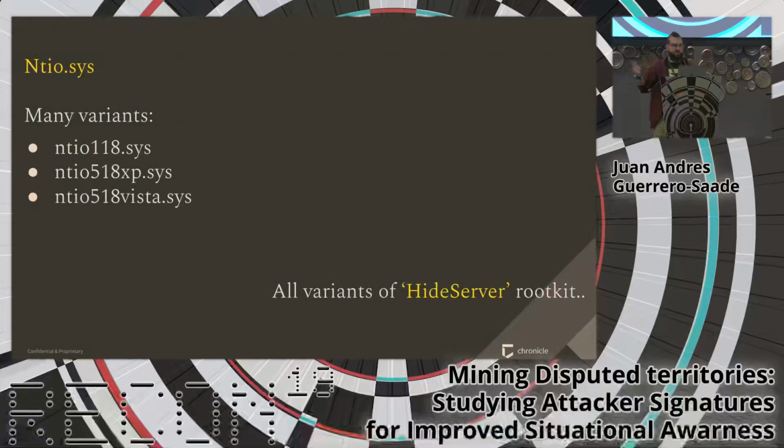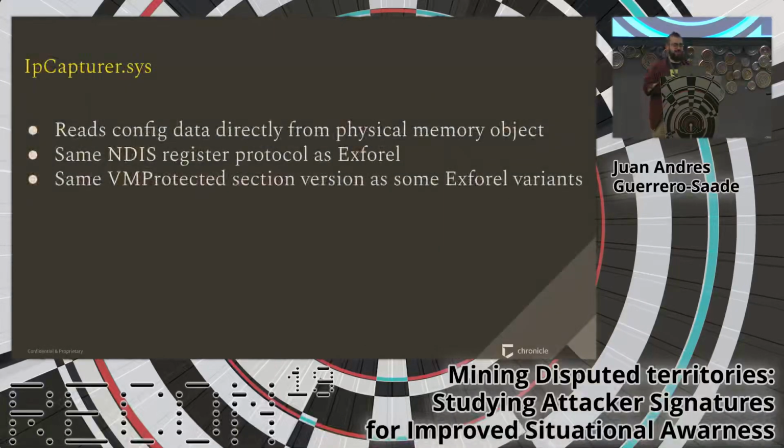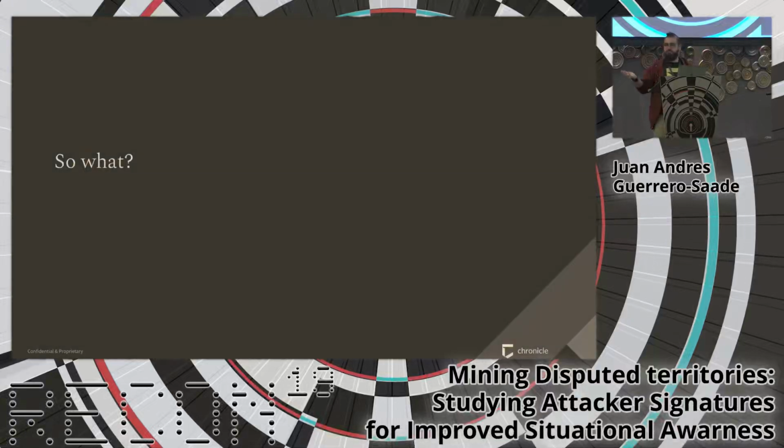This thing called NTIO. There's about 5 or 6 different variants of it, of something called Hide Server Rootkit. And then if you signature on that, you find another rootkit called IP Capture that also does some interesting stuff on the NDIS protocol level. It's VM protected in the same way that the X4L rootkit was, and so on. So what? Fine. We find 4 or 5 different rootkits.